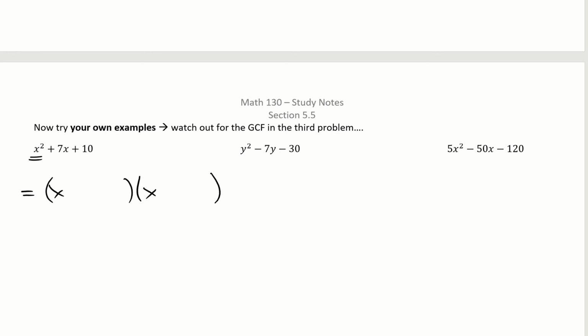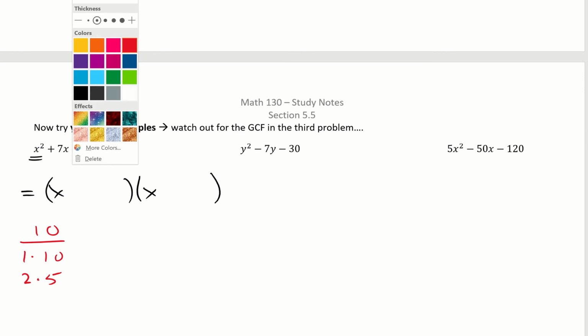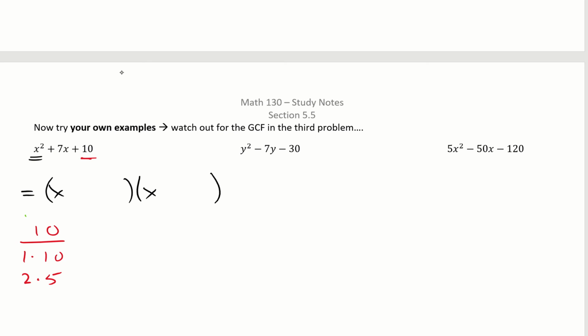I'm going to change the color. Now I look at the back term, which is 10. And what makes 10? 1 times 10. What else? 2 times 5. But I also need to add up to 7x. So if I add these two, I get 11. If I add these two, I get 7. That's the winner. And those are the magic numbers.